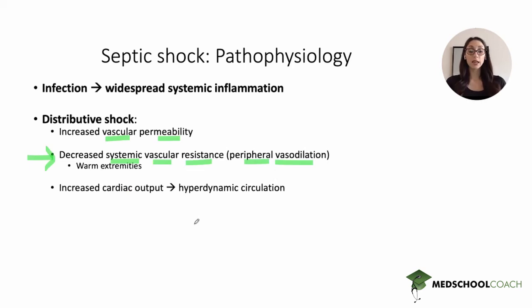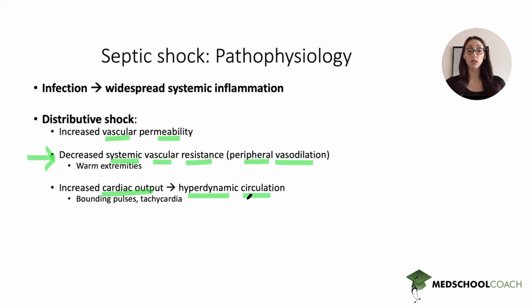So in order to maintain perfusion, the body is going to try to compensate for these low pressures, for this low mean arterial pressure, by increasing cardiac output. So increased cardiac output is a compensatory mechanism for the low mean arterial pressure that is happening in the setting of distributive shock. And this increased cardiac output leads to a hyperdynamic circulation. And so this is going to be manifested on exam by bounding pulses and tachycardia, which is the heart's compensatory response to try to maintain perfusion to tissues in the body.